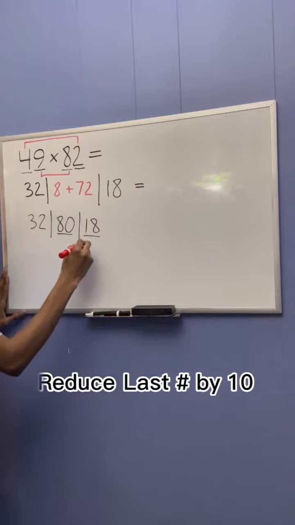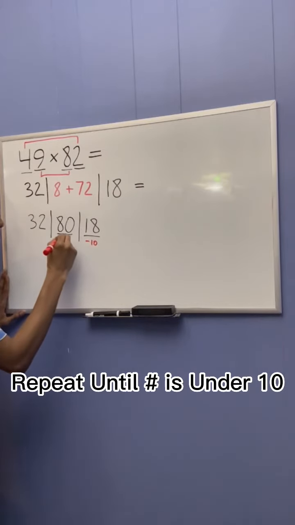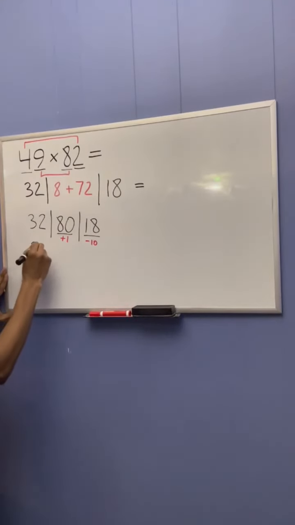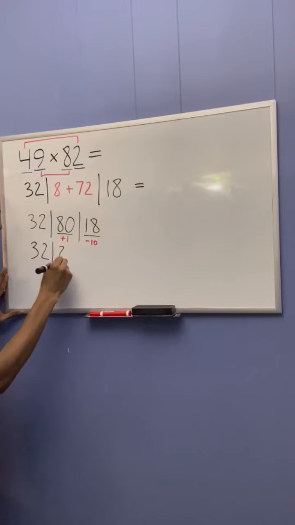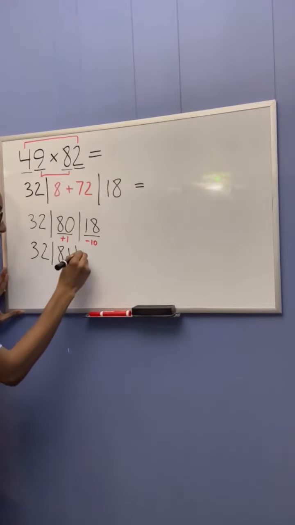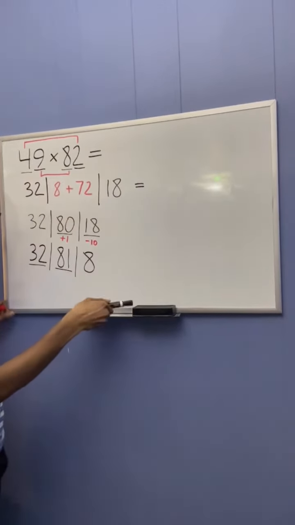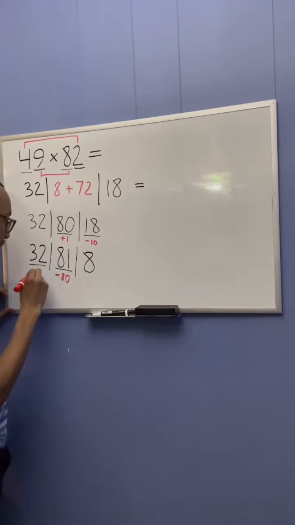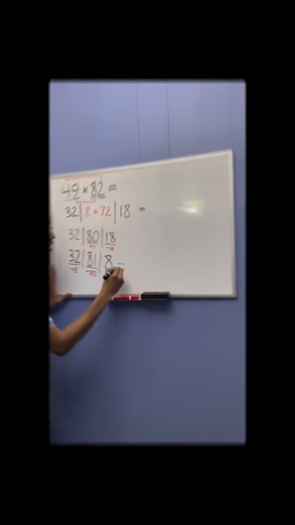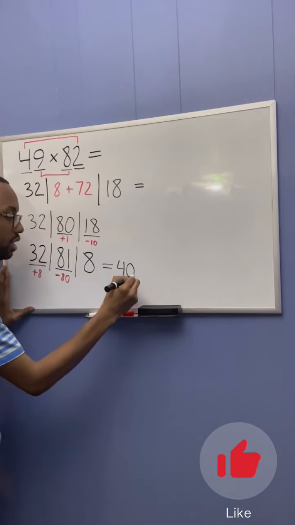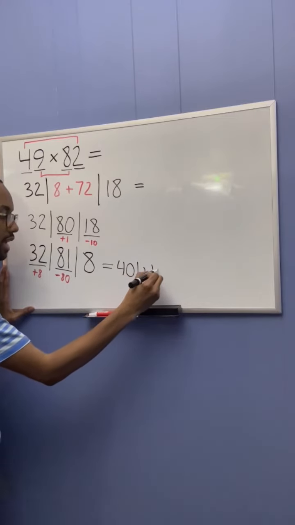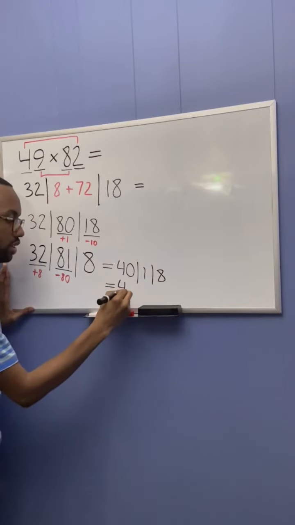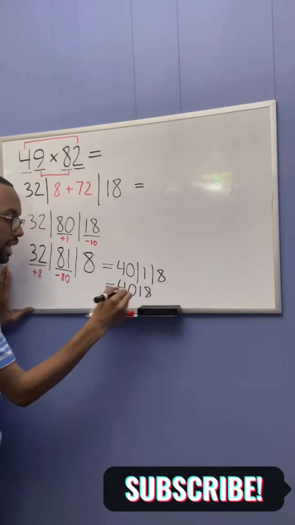We reduce 18 to 8 by subtracting 10, and we add 1 to 80 because we subtracted by 10 one time. This is changed to 32, line 81, line 8. Next, we reduce 81 to 1 by subtracting 10 8 times, and we add 8 to 32. This is changed to 40, line 1, line 8, which gives us 4,018, and that's the answer.